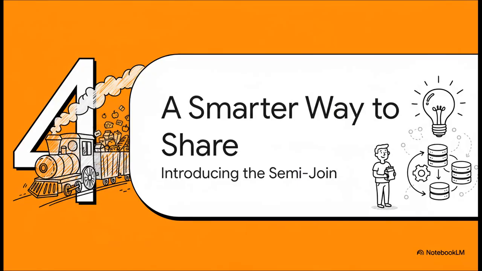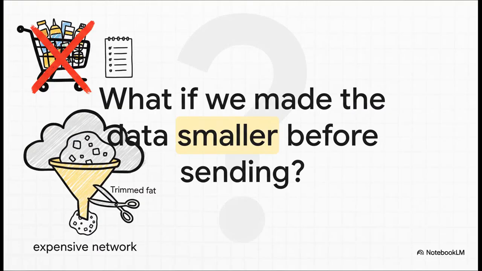Now, those 3 strategies, they work, but they can be incredibly inefficient. It's kind of like shipping an entire grocery store to your house just because you needed a carton of milk. There has to be a better way, right? And thankfully, there is. This question right here is the big breakthrough. Instead of shipping that whole grocery store, what if we could first send a very specific shopping list? What if we could trim all the fat from our data before it ever even touches that expensive network?